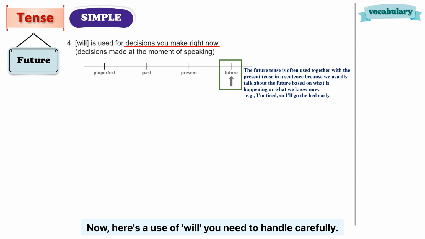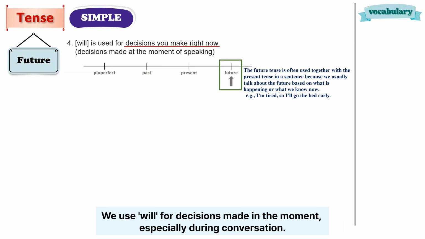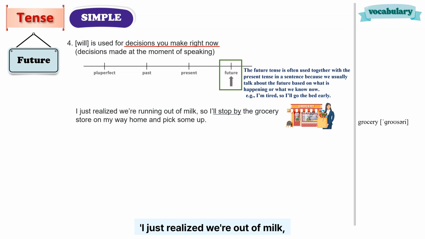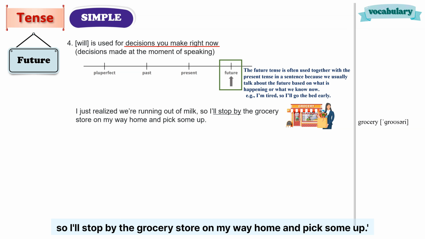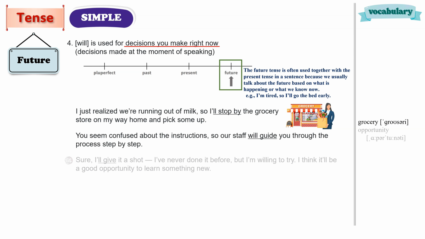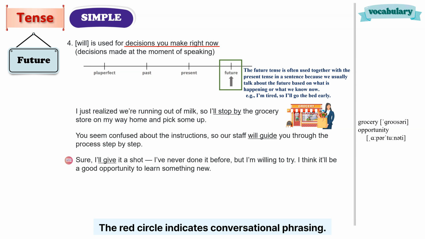Now, here's a use of will you need to handle carefully. We use will for decisions made in the moment, especially during conversation. Let's look at the examples. I just realized we're out of milk, so I'll stop by the grocery store on my way home and pick some up. Since it seems you're confused about the instructions, our staff will guide you through each step of the process. The red circle indicates conversational phrasing.